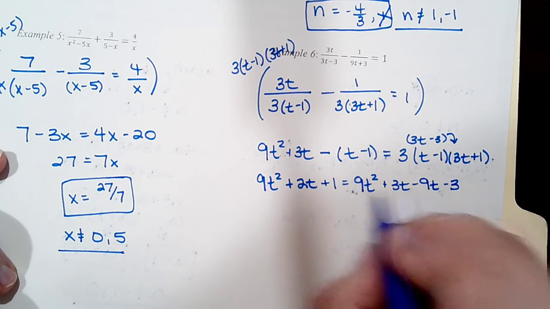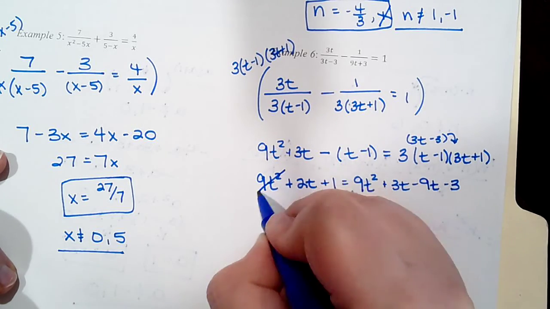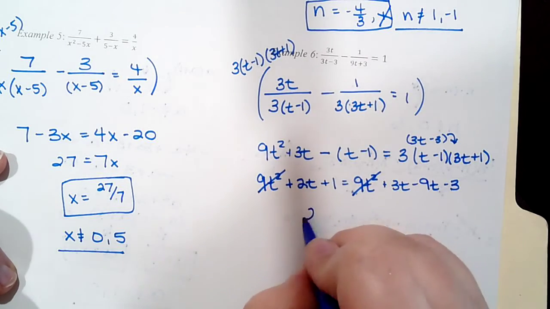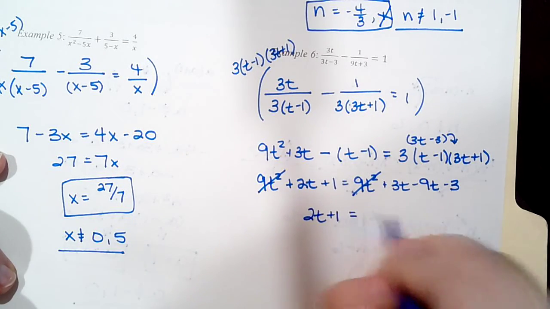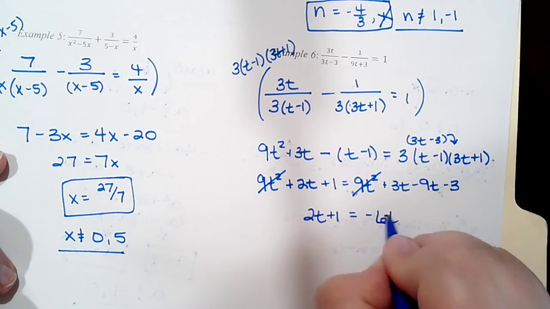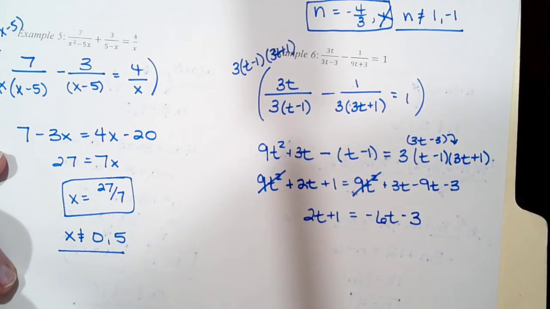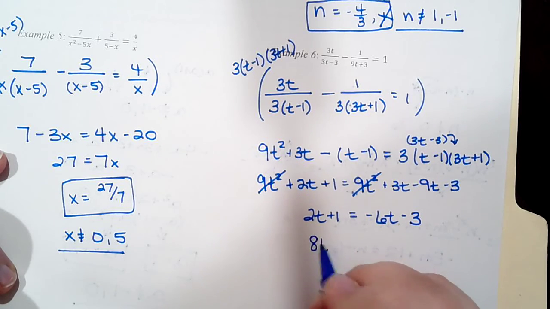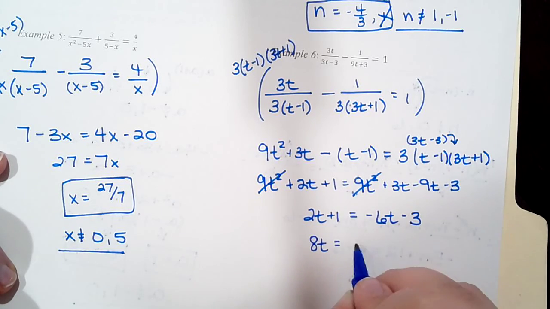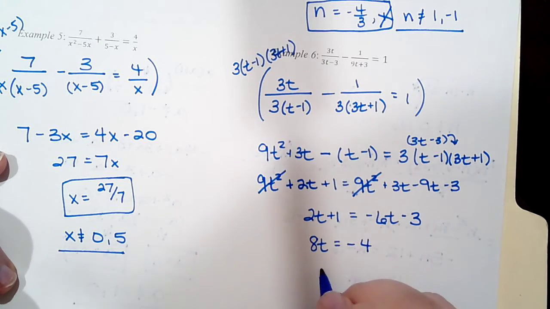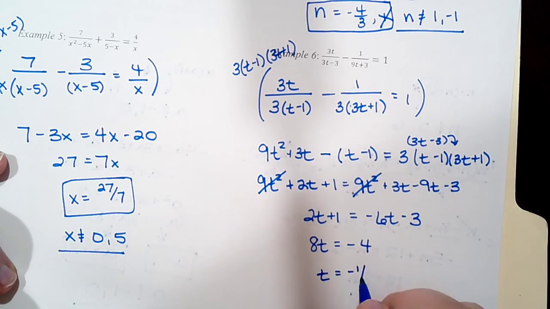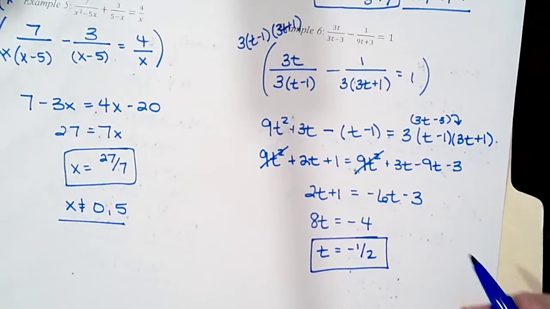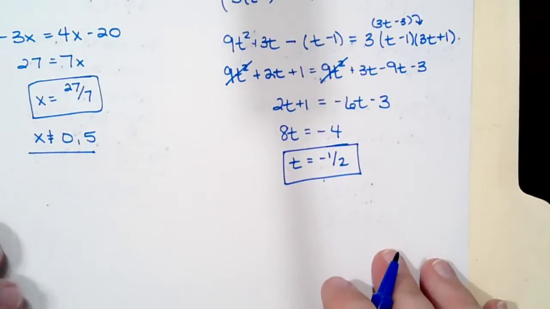All right, let's simplify. I'm going to subtract this over. It does cancel, which is kind of nice. And I'm left with 2t plus 1 equals negative 6t minus 3. All right, move the 6 over, I get 8t over here. Move that 1 to this side, I get negative 4. Simplify that last step, and I get t equals negative 1/2. And then, of course, we finish the problem the same way.